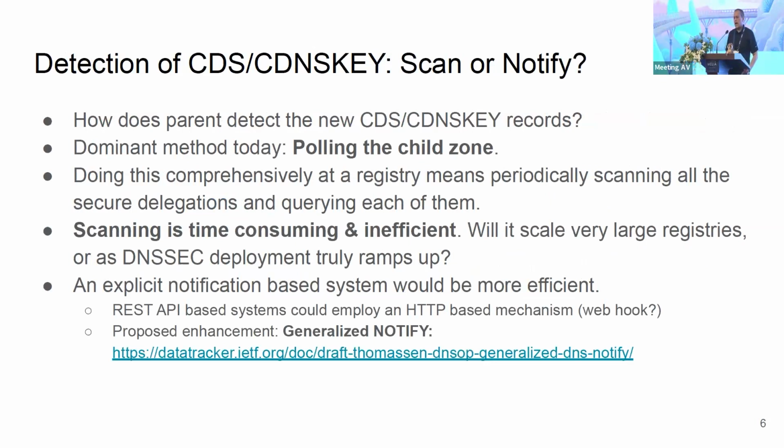So the question then is, how does the parent detect the presence of these records? The dominant method today is simply by polling the child zone. Doing this comprehensively at a registry means they need to periodically scan the entirety of their zone, find all the delegations, and query each of the child zones. This technique, as you might imagine, is rather time-consuming and laborious, and it has plenty of critics and detractors, even in our own community. If you were here yesterday at IDS, yes, I see someone raising their hand, you probably saw an animated Johan Stenson declare how much he hates scanning, right?